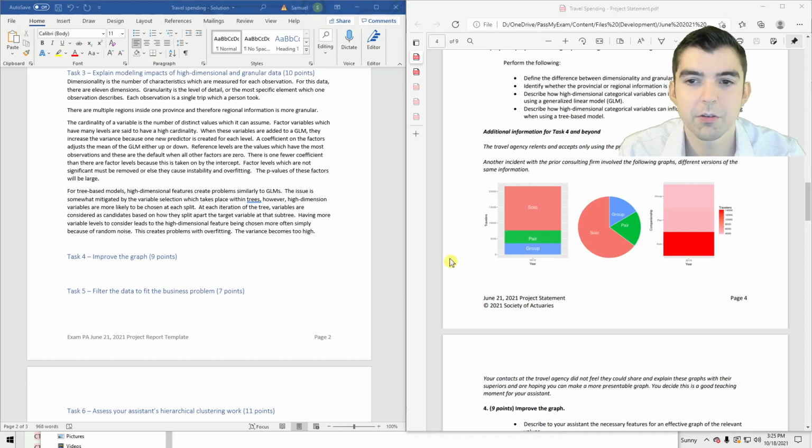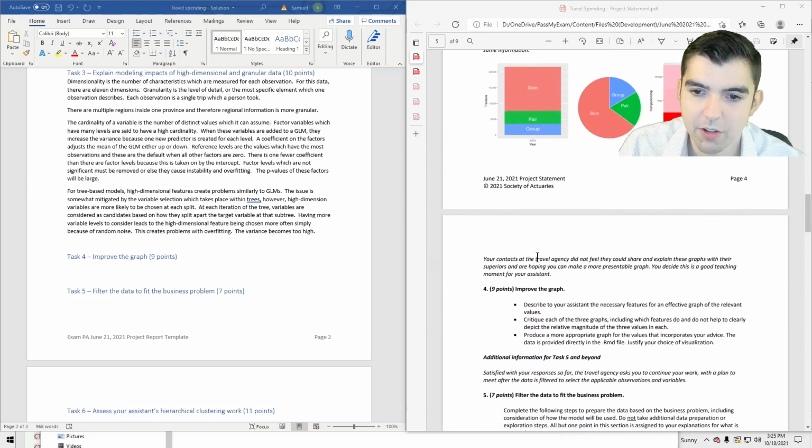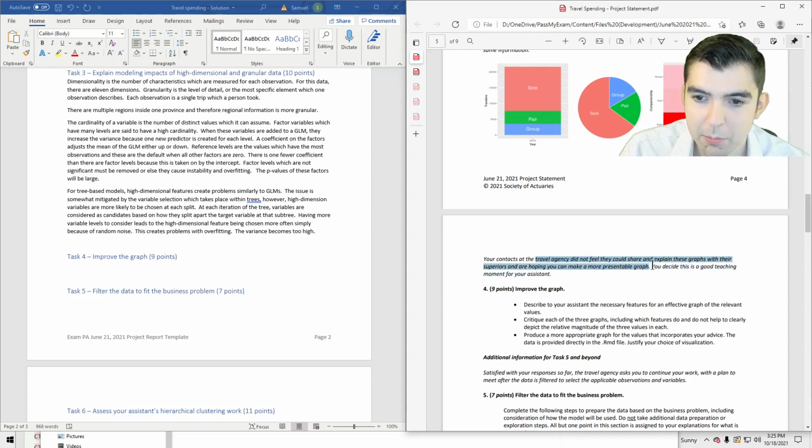Additional info for task 4 and beyond. The travel agency relents and accepts only using the provincial information. So that means that they're not using the most detailed regional info. Another incident with the prior consulting firm involved the following graphs, different versions of the same information. Your contacts at the travel agency did not feel they could share and explain these graphs with their superiors and are hoping that you can make a more presentable graph.